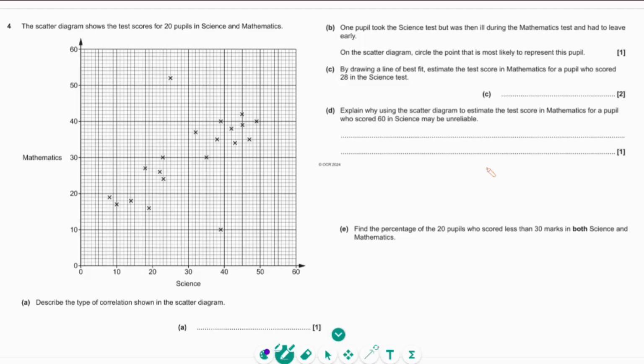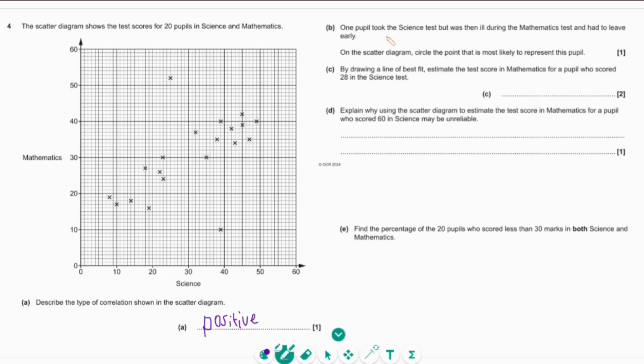Okay, scattergraph. It shows the test scores for 20 pupils in science and maths. Describe the type of correlation shown in the diagram. Correlation is positive, because as the science test scores increase, so do the maths scores.